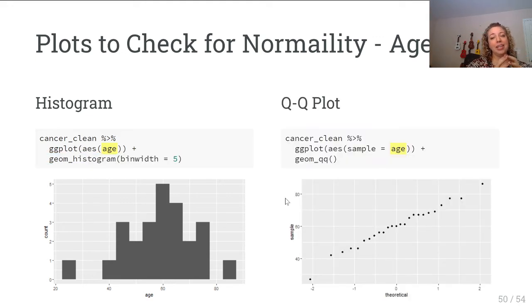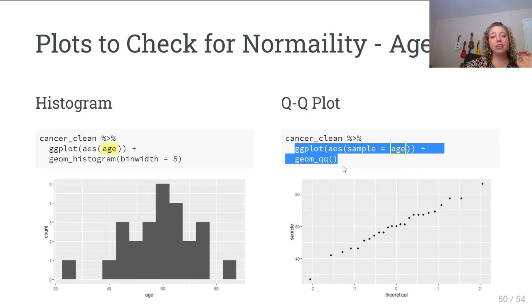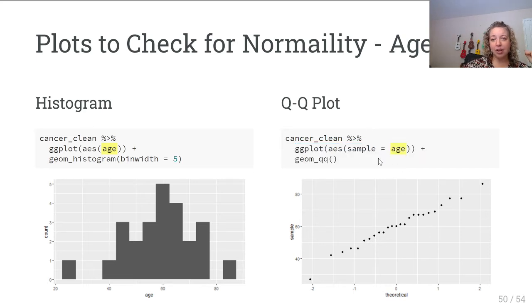Another plot we can make is called a QQ plot, and this is for quantile plot, or sometimes it's called the normal quantile plot. And this one is another way of looking at normality. And the syntax is very similar. We start with the name of the data set, and then we pipe it into ggplot. The difference comes in the aesthetics. Instead of just saying the name of the variable, we have to say sample equals the name of the variable to denote that this is sample data.